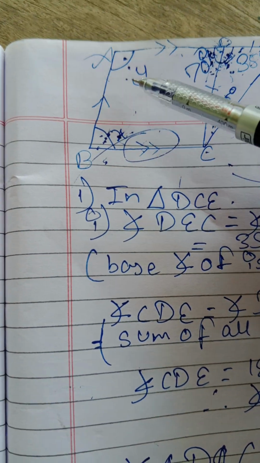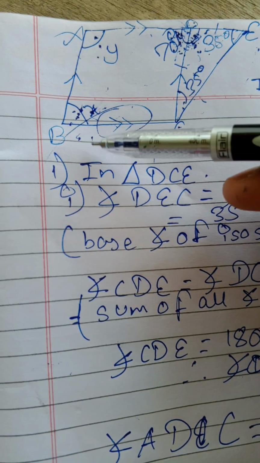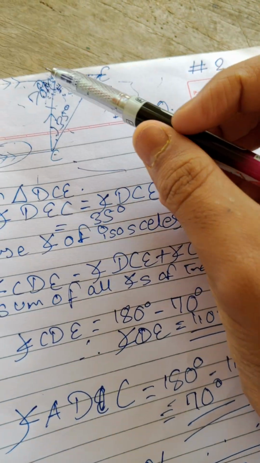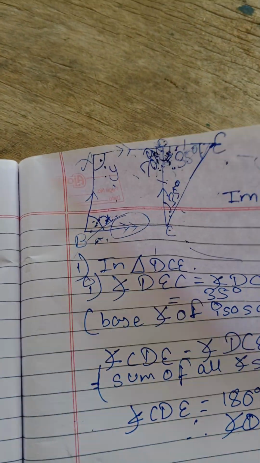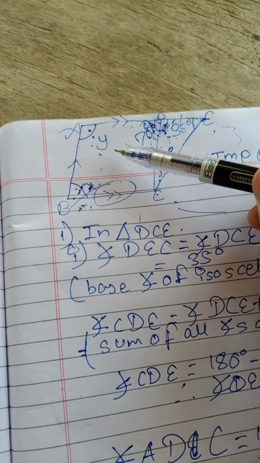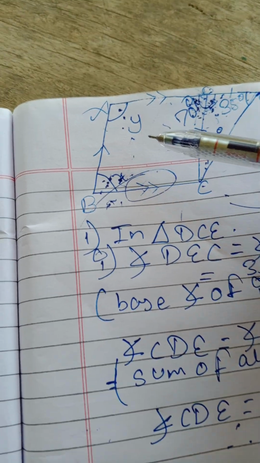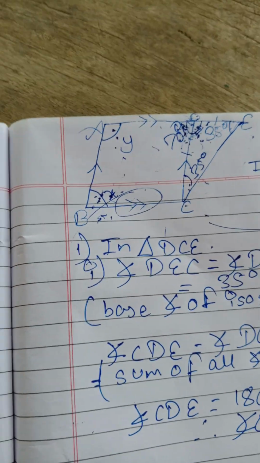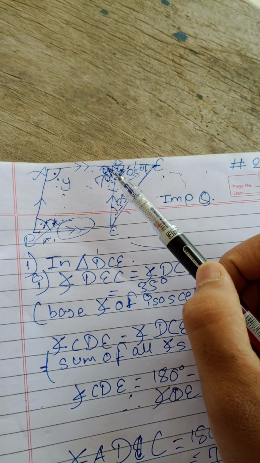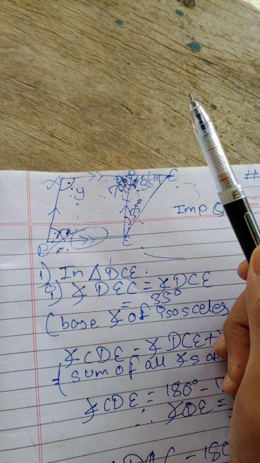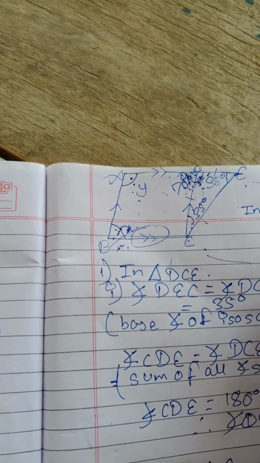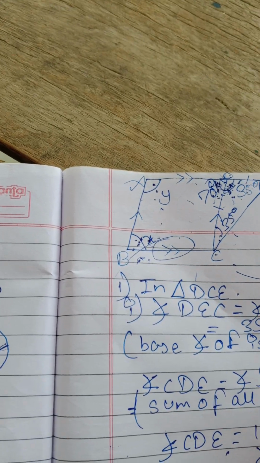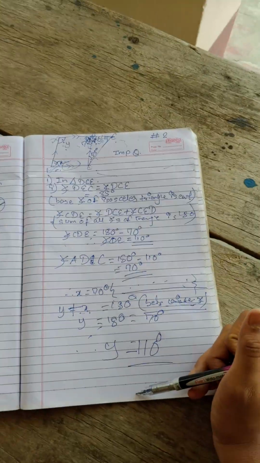Now this y: what is the relation between x and y? We can easily see this is the co-interior angle property. We can easily add this. So y is equal to 180 degrees minus x, and 180 degrees minus x means 180 degrees minus, what is the value of x? Yes, 70 degrees. So y is equal to 180 degrees minus 70 degrees. Therefore y is equal to 110 degrees, like that.